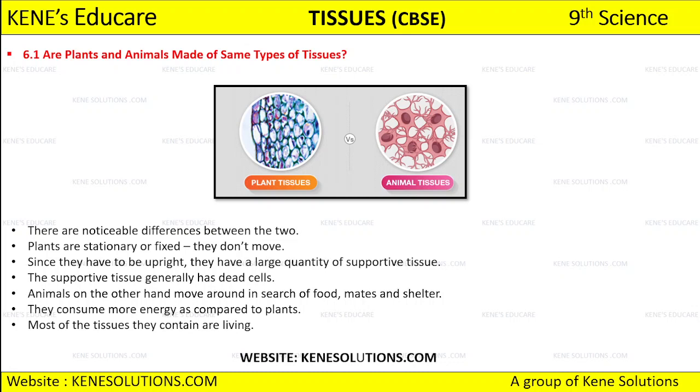Go through all the differences that you can see between the plant tissue and the animal tissue, okay, because it has already been discussed. So when I'm showing you the screen and when I'm asking you the question on whether plants and animals are made up of the same types of tissue, its answer should be very clear in your mind, okay?